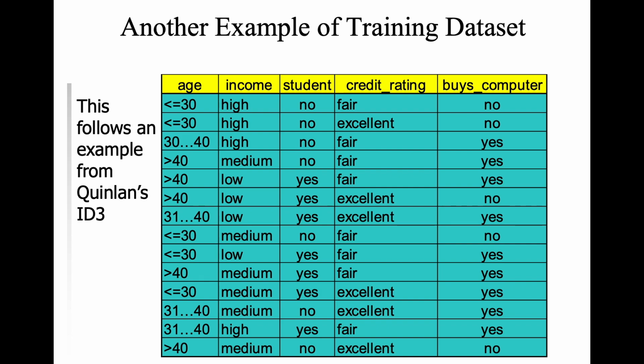And are we going to reach a leaf here? For example, let's focus on this part. If age is less than 30 years old and student is yes, what would be the outcome? Yes. And is it always yes, or sometimes yes, sometimes no, for this condition, age less than 30 and student is yes?